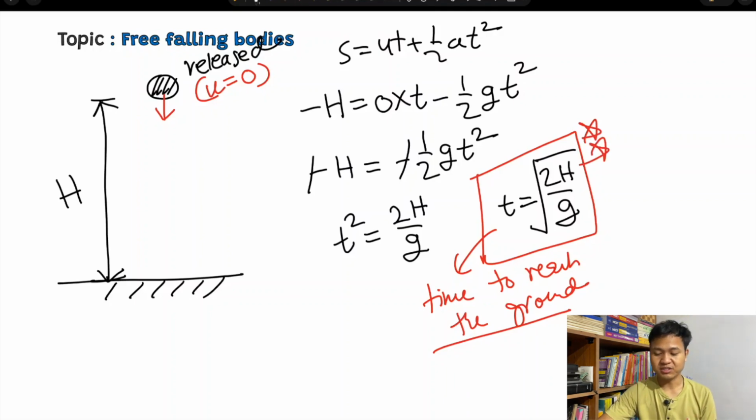Now, the time to reach the ground is root over 2h by z. Please remember. So, with what speed will the body hit the ground? Okay, so that is the second.